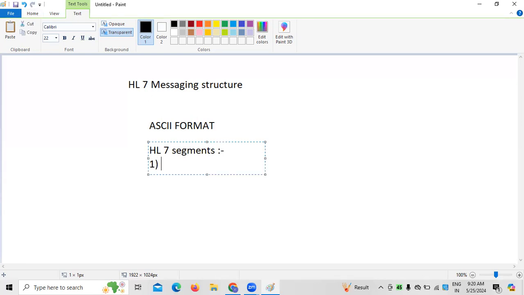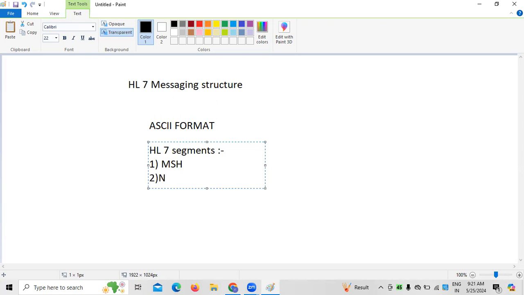The first one is called MSH, right? This is called the message header segment, which majorly contains information about the message that we are going to send. This information includes the sender as well as the receiver of the message, the kind of message, followed by the date and time. Everything will be mentioned under MSH. This is what we call the message header. Whatever message you are going to send, that all comes under MSH.